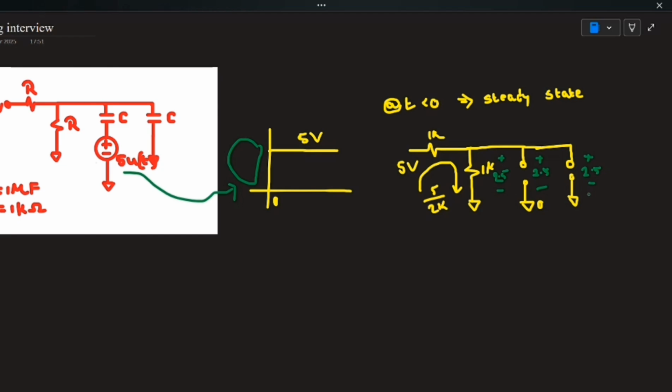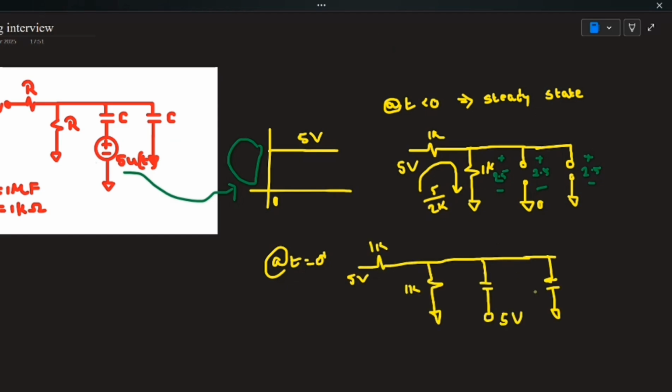This is the circuit before this step input was given. At this point it attains steady state. At steady state, the capacitor will act as an open circuit, so it is open circuited. Now at time t equal to 0, what will happen we will see. At time t equal to 0 plus, earlier the voltage here is 2.5 volt, right? And here also it's 2.5 volt. The voltage at this node will be 7.5, but here this node will be 2.5.